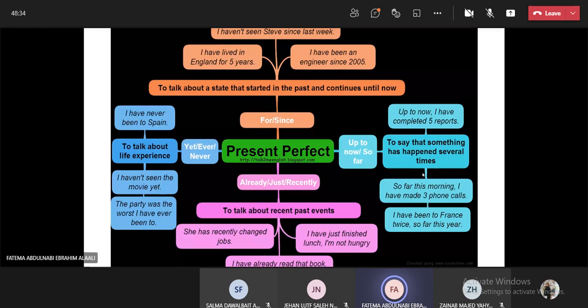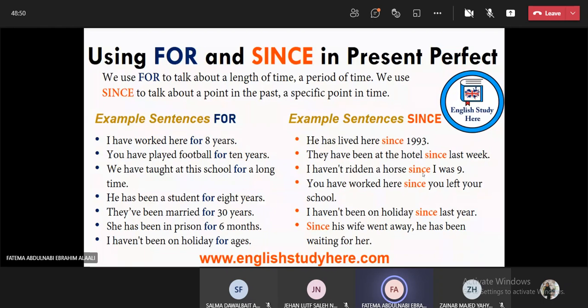So we use present perfect with for and since, with up to now, so far, with already, just, recently, and with yet, ever, and never. Now, using for and since in present perfect. We use for to talk about a length of time, a period of time, and since to talk about a point in the past, a specific point in time. Let's see some examples.